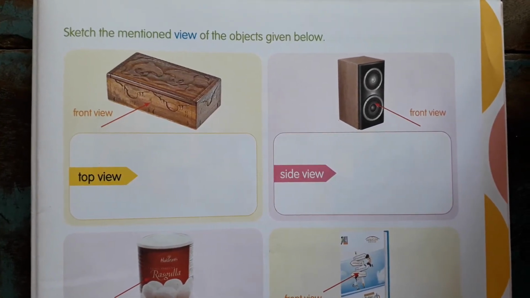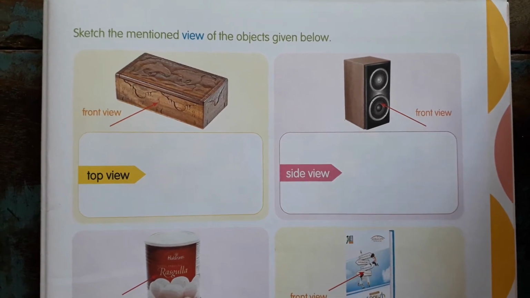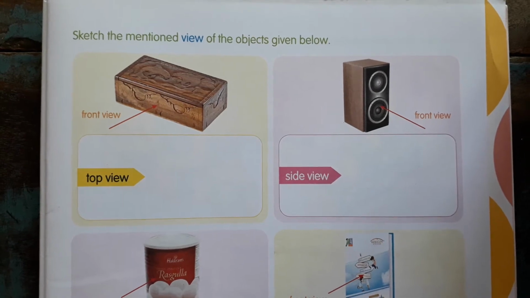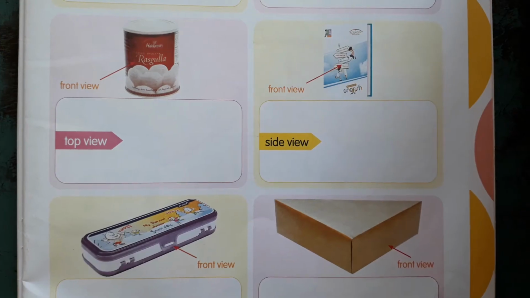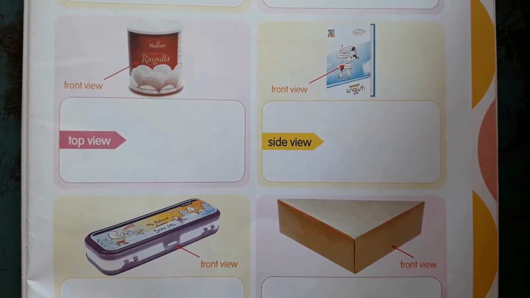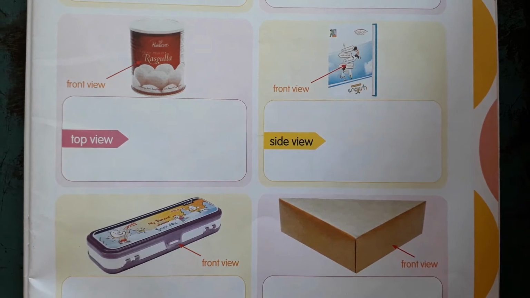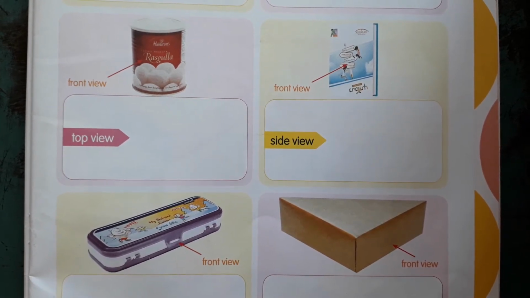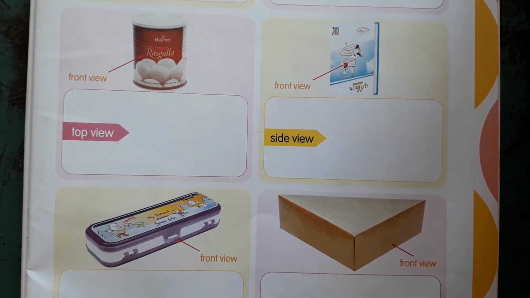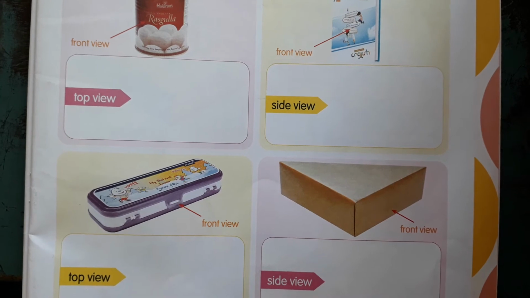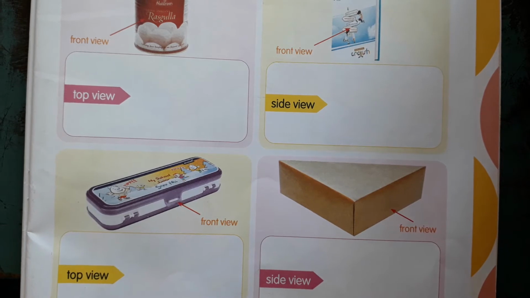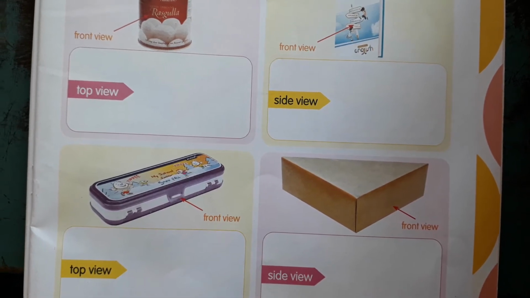So look at that brick or box. You have to sketch the front view. And the speakers, you have to sketch the front view. And for that bottle you have to sketch the front view. That is the front view, you have to sketch the top view. For that book you have to sketch the side view. For the geometry box you have to sketch the top view. Next, for this you have to sketch the side view. Okay, children? Do it yourself.